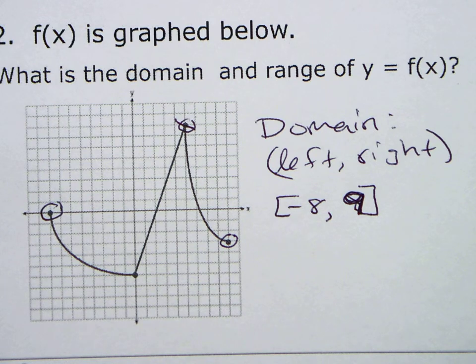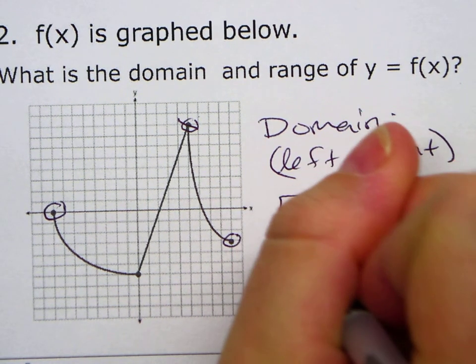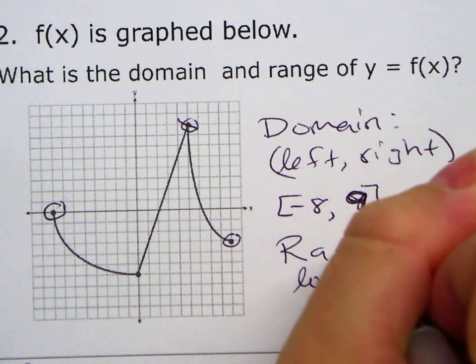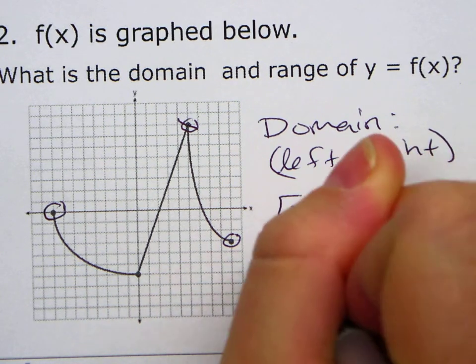All right, so negative 8 comma 9 is the domain. What would the range be then? All right, the range is your low comma high. Low comma high. What's the lowest point on this graph?